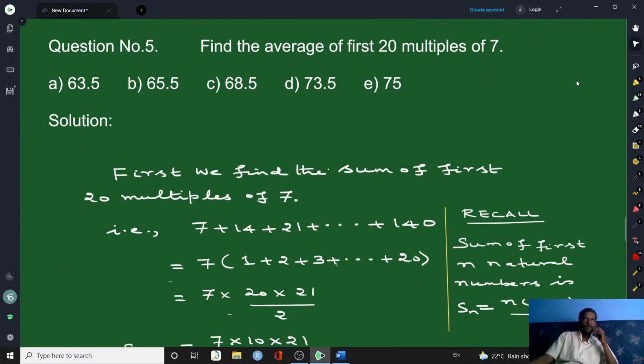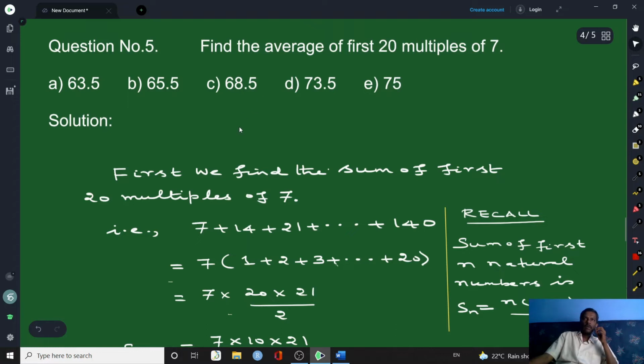Now we move on. Welcome back to quantitative aptitude class, and we are doing problems on averages. Now we solve question number 5. The question is: find the average of first 20 multiples of 7. The options are A 63.5, B 65.5, C 68.5, D 73.5, and E 75.